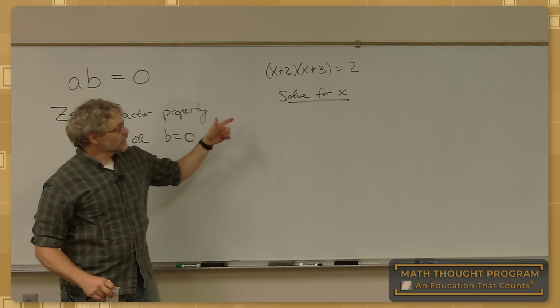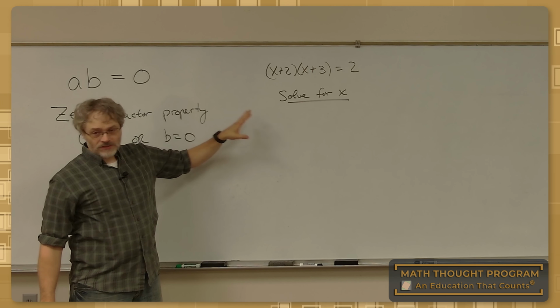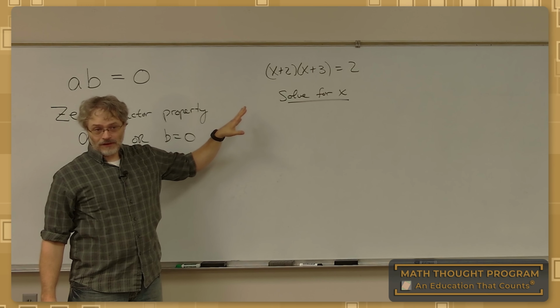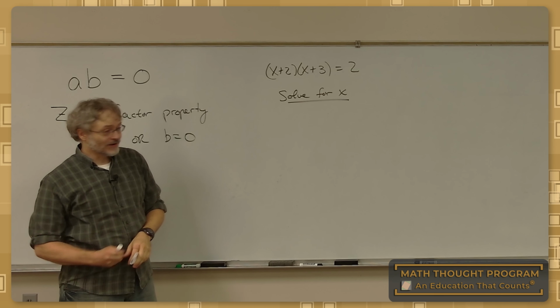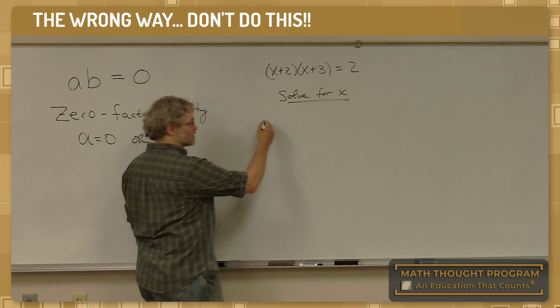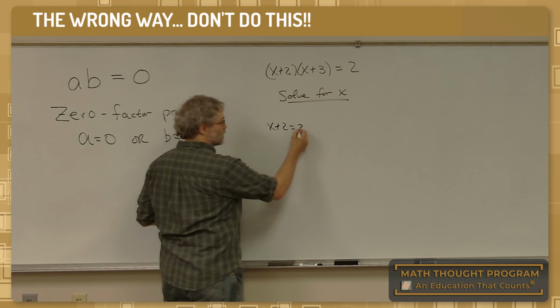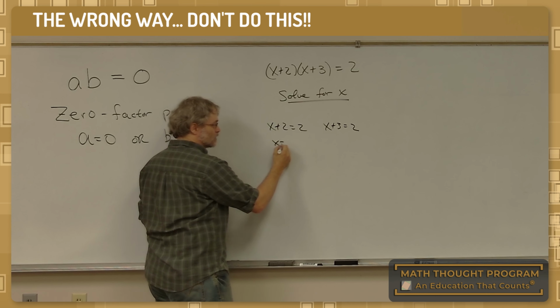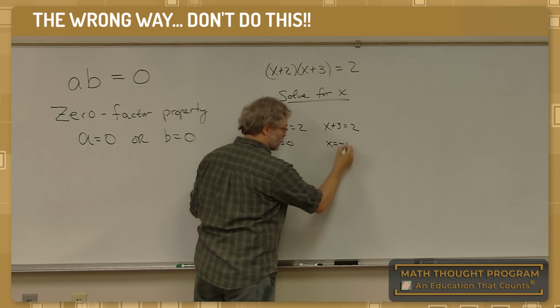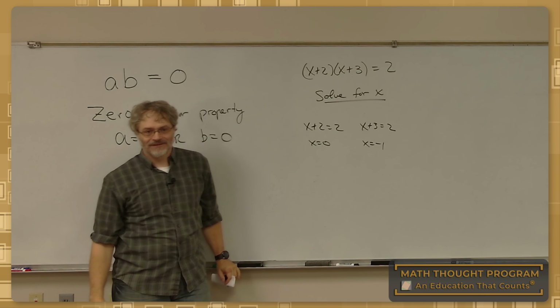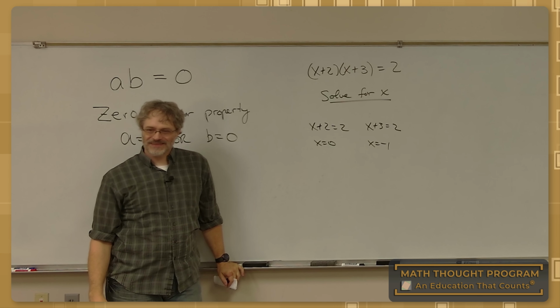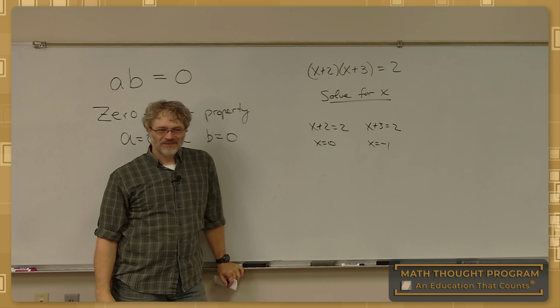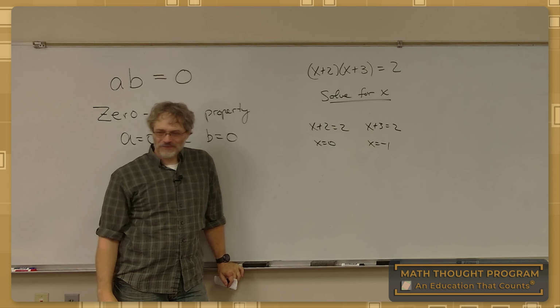Okay, so let's take a look at it. To solve the problem, here's what I'll do. I see I have a factor, so I'll just say x plus 2 equals 2 and x plus 3 equals 2. And I'll say x equals 0 and x equals minus 1. I'm done. Is that right? If it's not right, what did I do wrong?